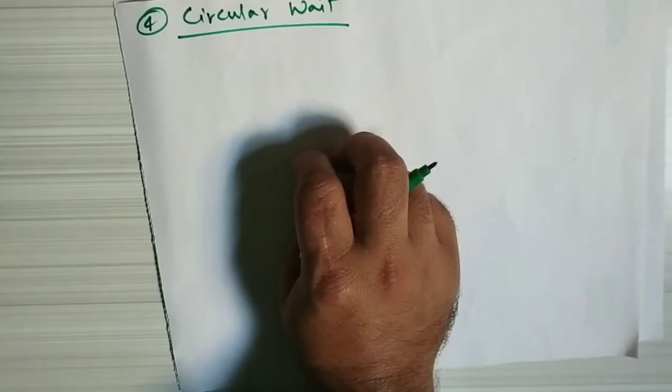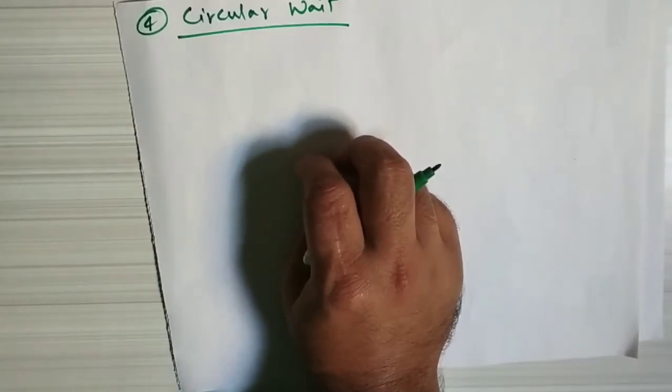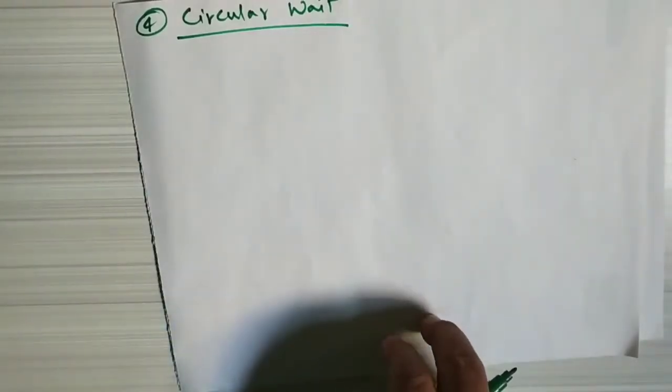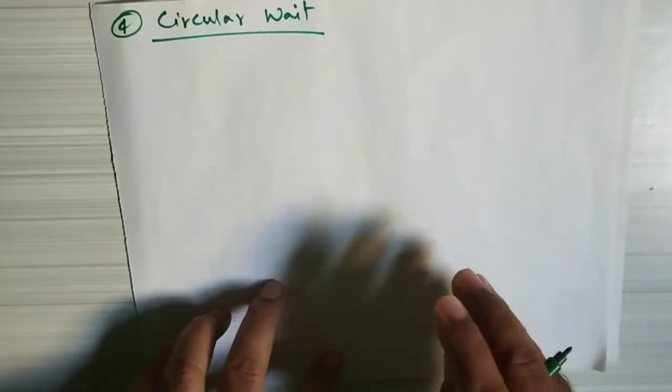According to circular wait, a set of processes are waiting for each other in a circular way. So we have a set of processes which are each waiting for one another, and we have to break this condition. To remove this circular wait, just give a numbering to all the resources.